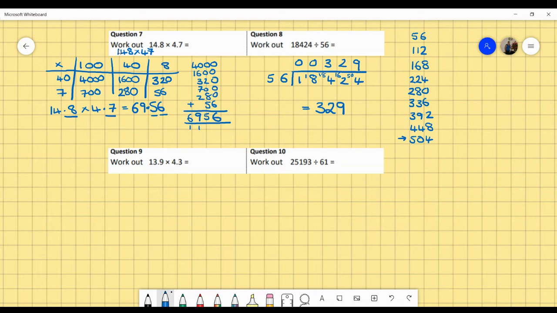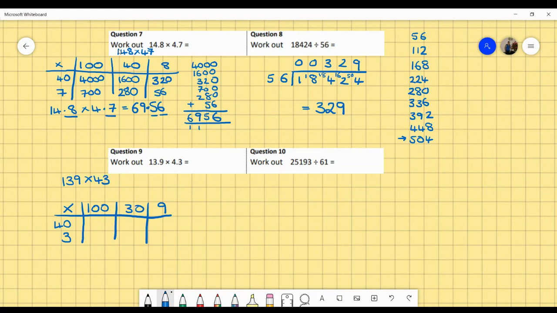If we have a look at question 9, for this one we're looking at doing our grid method multiplication again, and this time we want to do 139 times 43. So in our grid, I'm going to have 130 and 9, and then 40 and 3. So we can draw our grid out so that we can work out our answers.